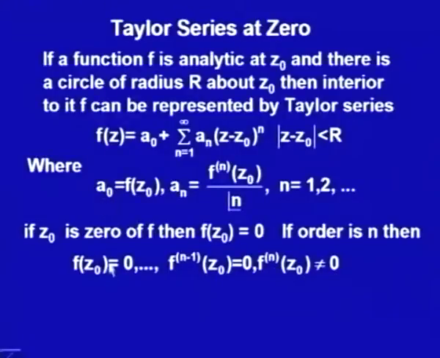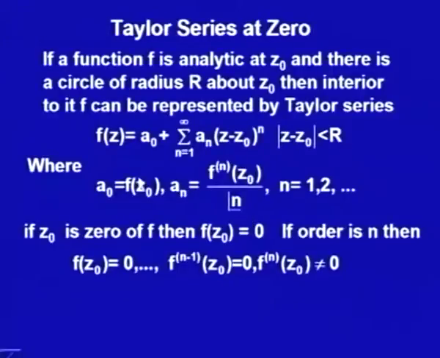What it says is f z naught is 0 means a naught is 0, f dash z naught is 0 means a 1 would be 0, and so on. I would get all of a 1, a 2 till a n minus 1, all of them would be 0, because for a n I am having the nth derivative of f at z naught. But a n would not be 0, because a n is the nth derivative of f at z naught divided by factorial n. So, this will not be 0.